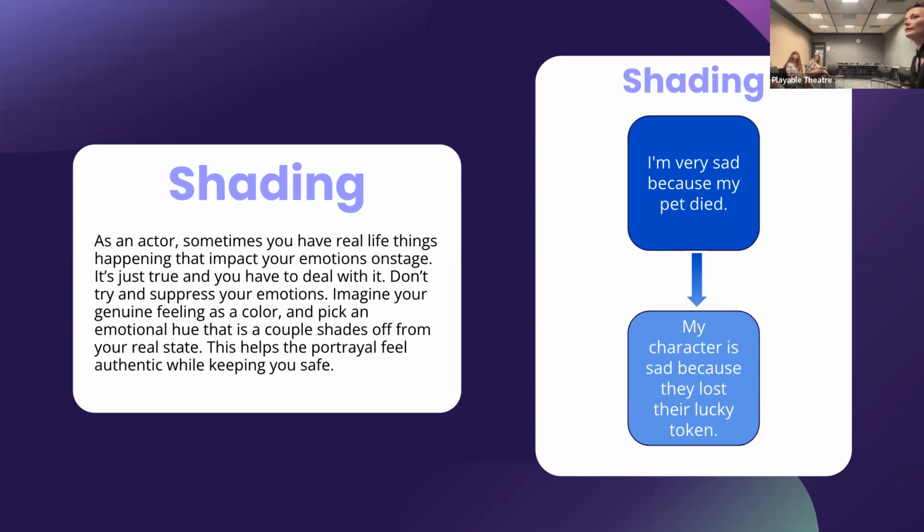It's not helpful to suppress your emotion. It's more helpful to do something called shading, which is where you take that emotion and then you pick something that is a few hues off from that. So maybe in real life, I'm really sad because my pet died, but my character is sad because they lost their lucky token. So the idea of loss is still there, but when that feeling of loss comes up for me, I'm going to be able to say in character, oh, I lost my lucky token. I'm disappointed about that, right? Where it's not going to be devastating and emotionally crippling, and now I can't go on with the scene.